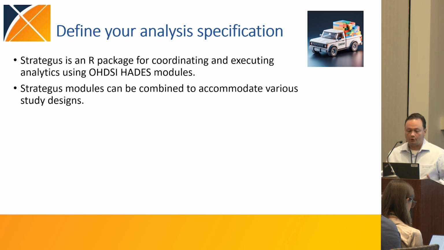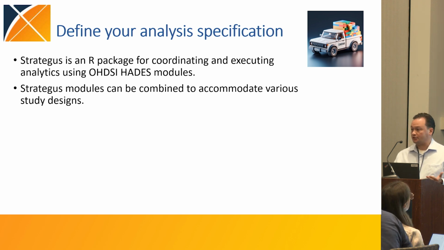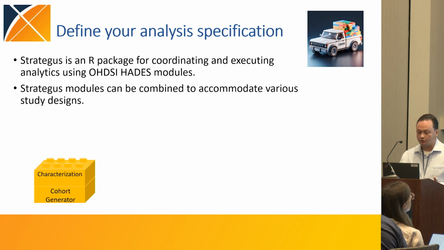The next important part is defining your analysis specification. As I mentioned, Strategus is an R package for coordinating and executing the analytics provided by HADES. We like to think of the HADES packages as building blocks that you can use to design the different types of studies that Nicole mentioned before. As a matter of fact, you might want to combine them into characterization, estimation, and prediction studies. And so you can build these up one building block at a time.